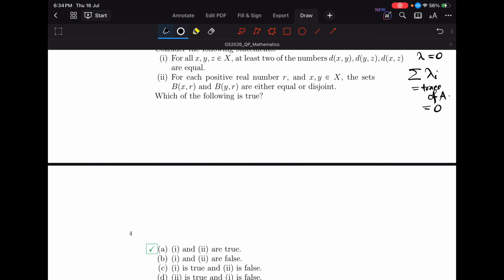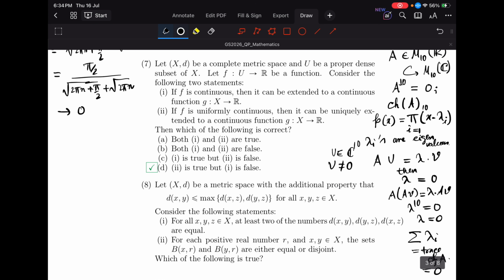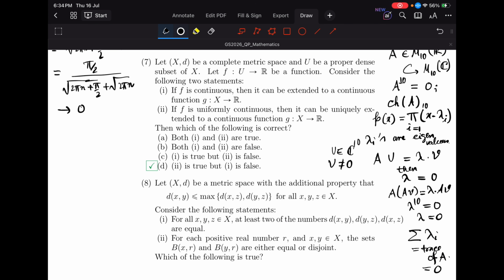All right, I think I have some space. Okay, so let us move on to the next problem.